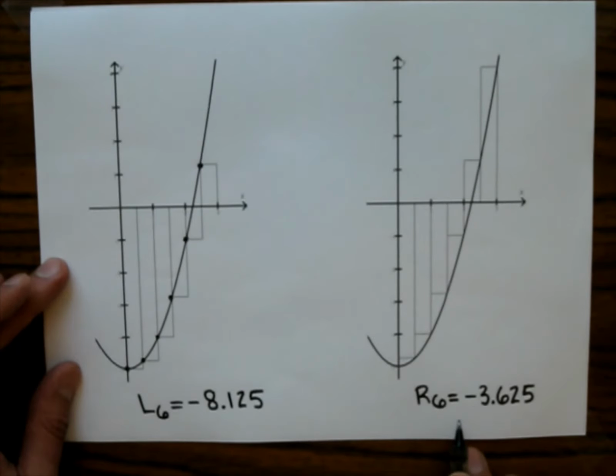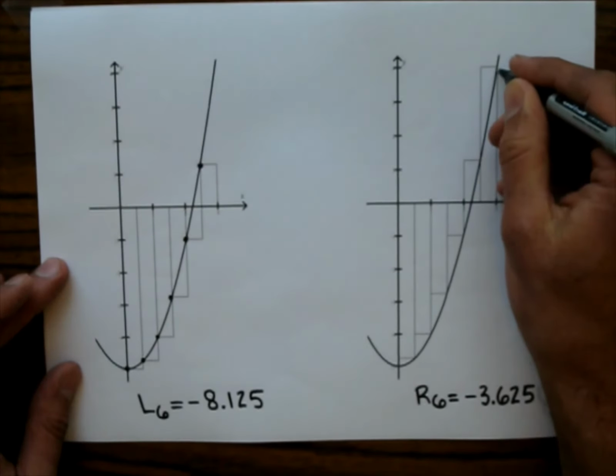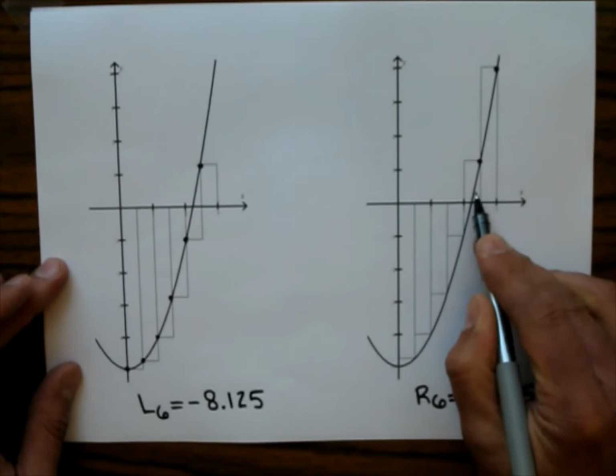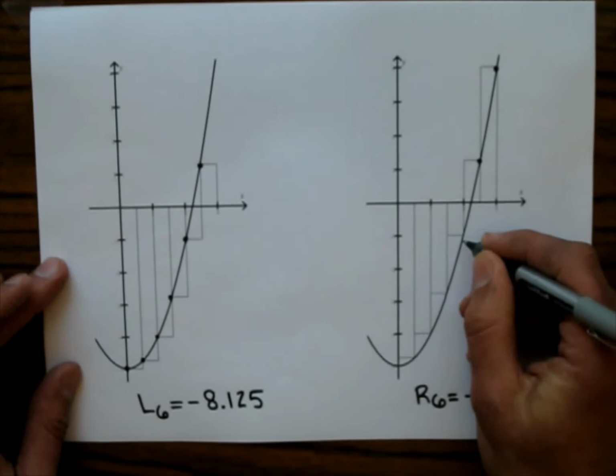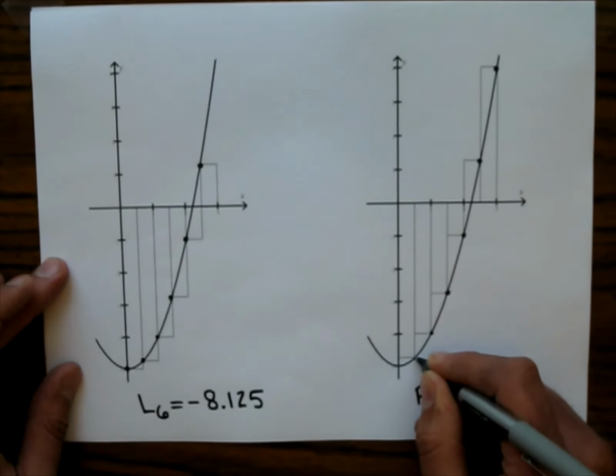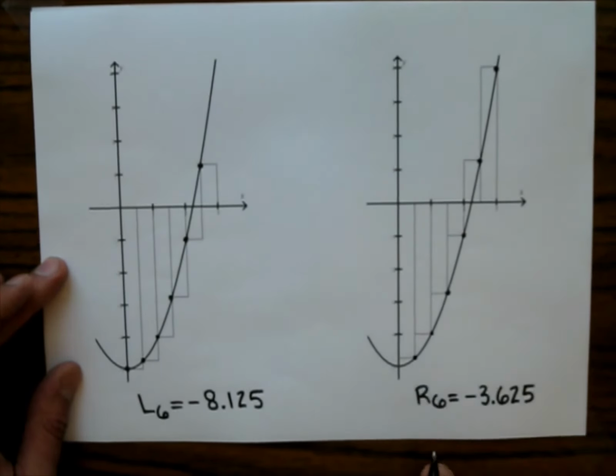These ones right here are R6. I'm taking the right-hand side, and that's how I'm getting these heights. So those 2 rectangles will have a positive area, and these 4 rectangles here have a negative area. And then when you add them all up, you get negative 3.6. Okay, so I kept going. I went L12 and R12, and you can see this went from negative 8 to negative 7. This one went from negative 3.6 to negative 4.8.